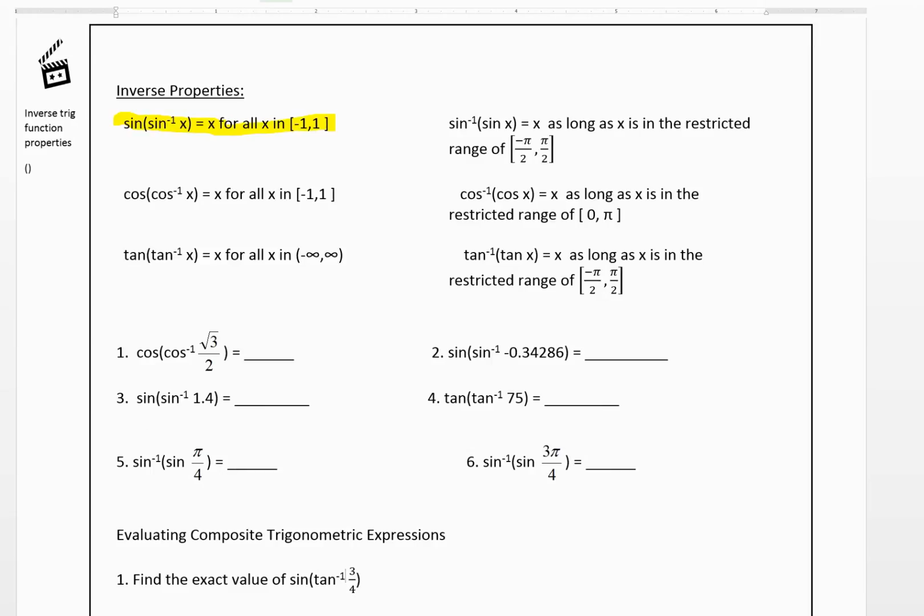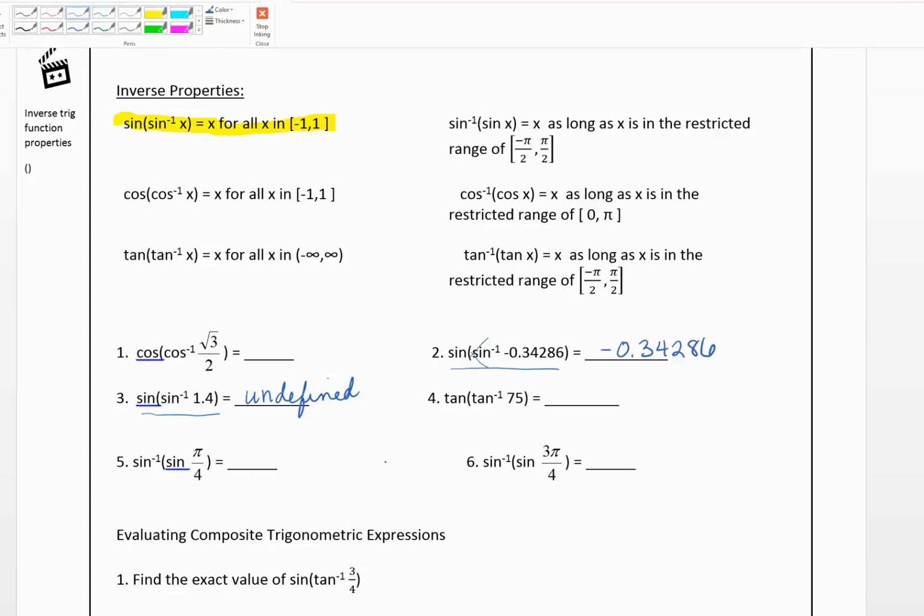So for example here, number 3, we have sine of sine inverse of 1.4. Now 1.4 is bigger than 1, so we actually here have to say undefined, because you're not allowed to plug in values that are bigger than 1 to sine inverse. But look at number 2 here. We have sine of sine inverse of -0.34286. Well, since this is a value you're allowed to plug into sine inverse, these kind of cancel each other out, and you can say this is just -0.34286.